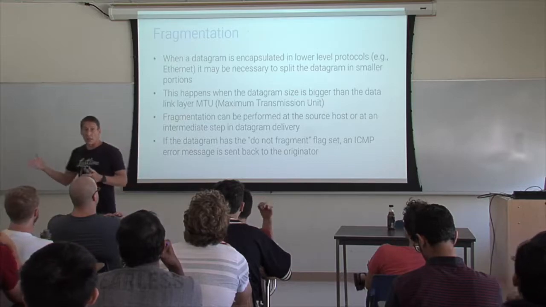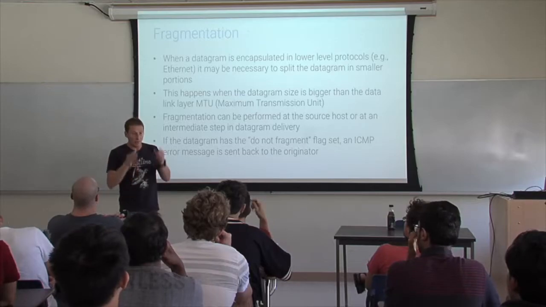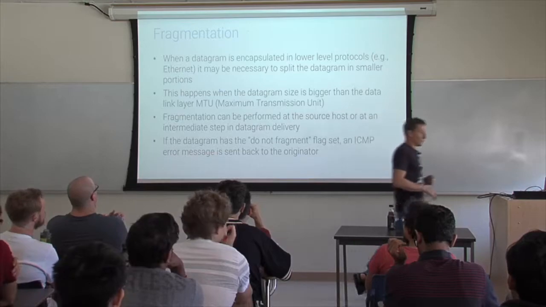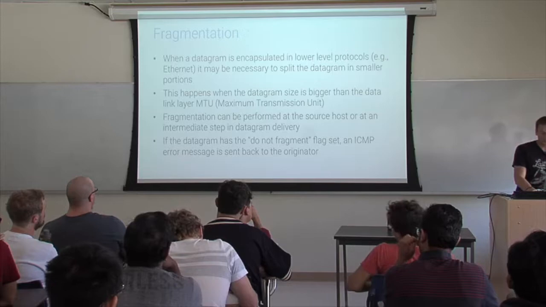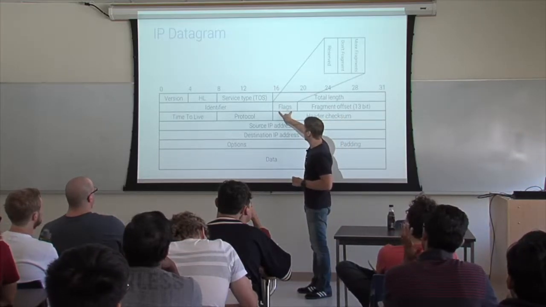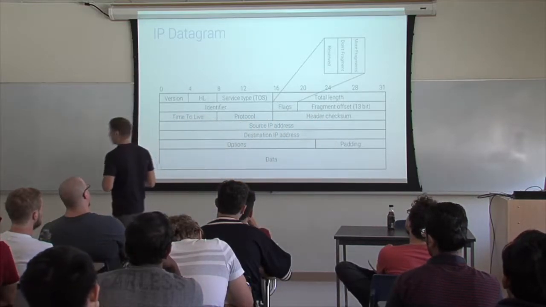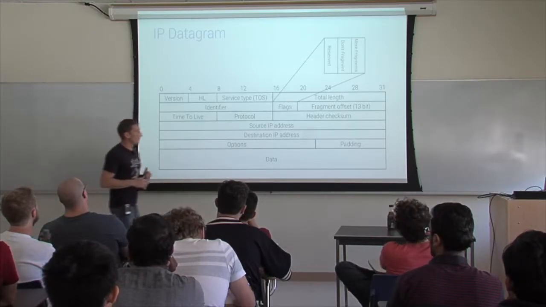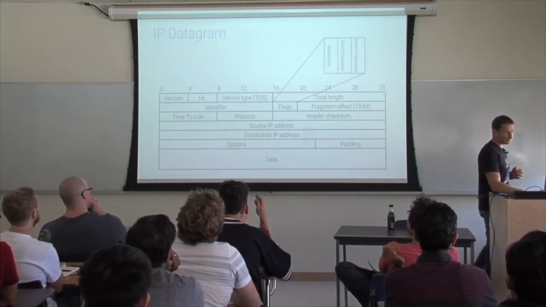And in that case, if the packet reaches a link level transfer where the MTU is too small, the packet is just dropped, and then an ICMP message is sent, and you are informed that there was a problem in the delivery. The IP datagrams have two flags that are fundamentally used for fragmentation. One is the don't fragment flag, and the other one is the more fragment flag. And these are used to actually break down the IP datagram.